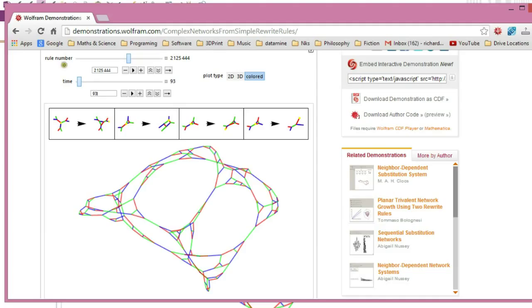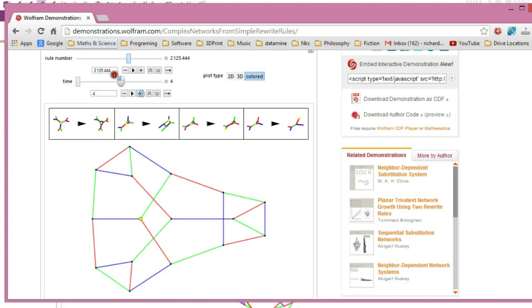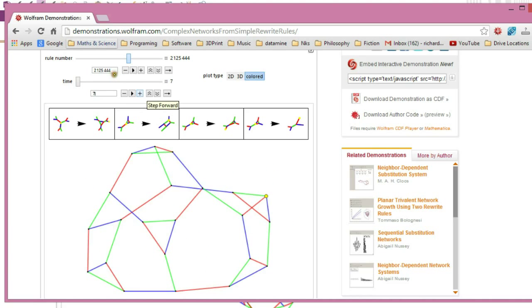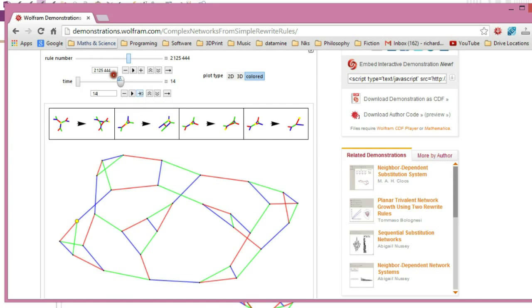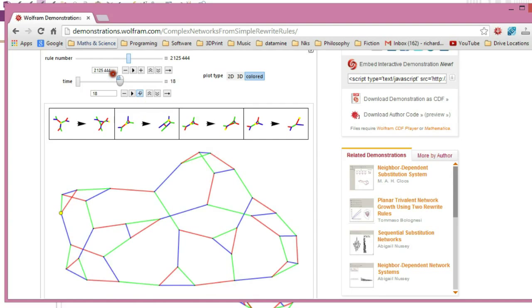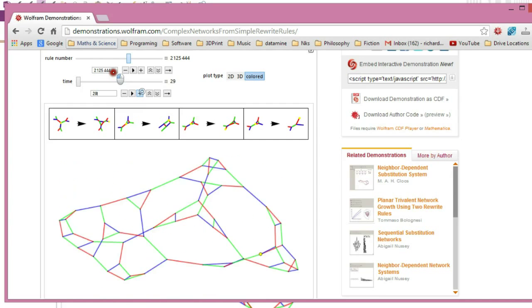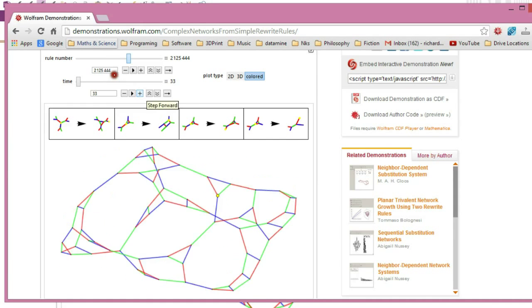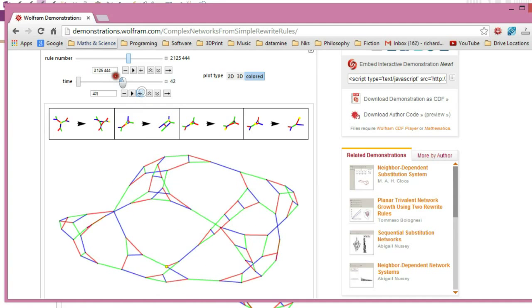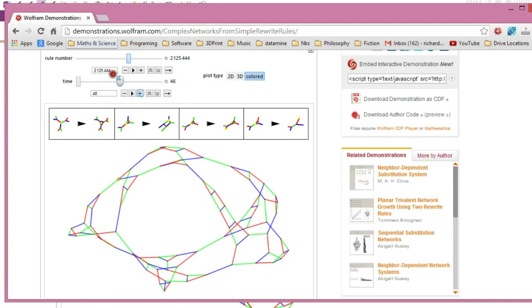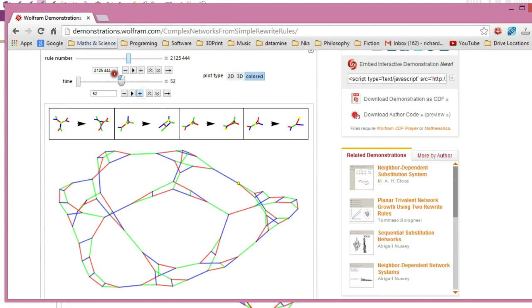So let's have a look at this system running from the beginning. Okay, it looks like the way the writer's moving is highly complex. It seems to be producing some of these kind of ladder structures, but there appears to be a lot of heterogeneity in the network itself.